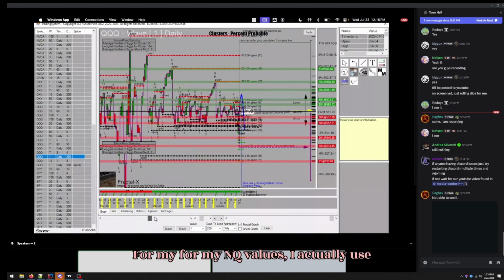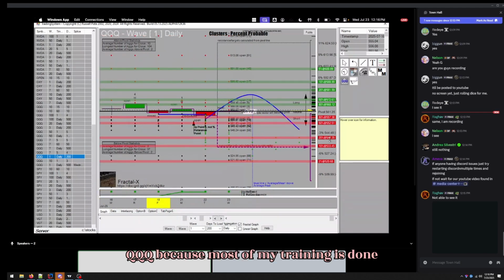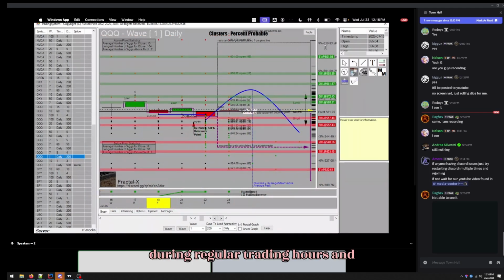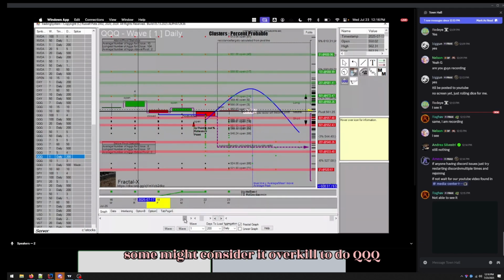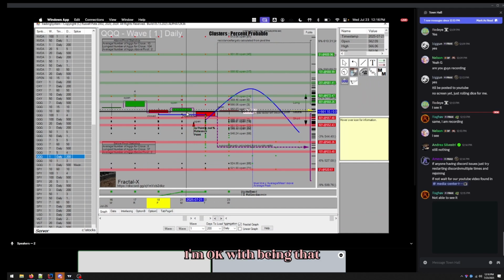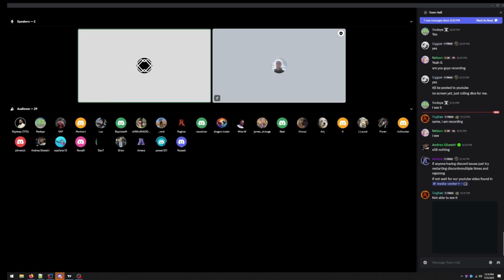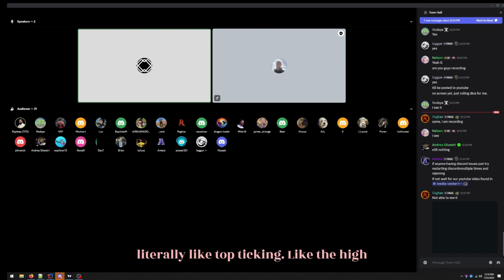For my NQ values, I actually use QQQ because most of my trading is done during regular trading hours. And some might consider it overkill to do QQQ and then convert the values over to NQ. But I'm okay with being that precise because my NQ chart, the levels that I get are literally like top ticking. Like the high of day right now is exactly my wave one H1 target.